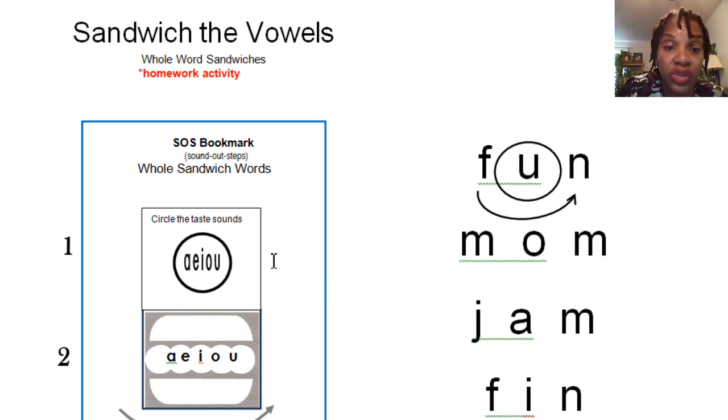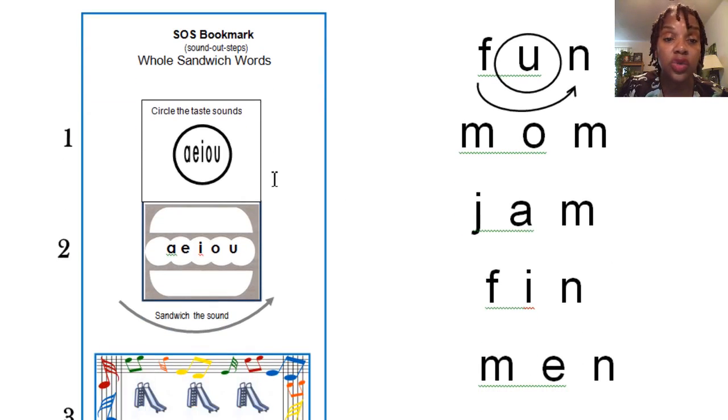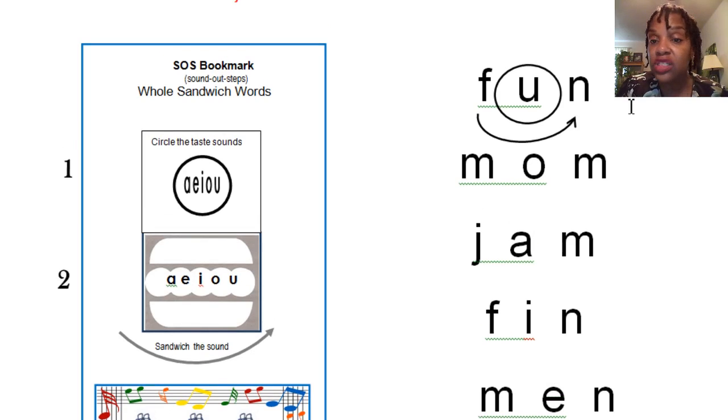So you're going to use your SOS bookmark. Again, SOS stands for the sound out steps, and you're going to follow the steps. You're going to circle the taste sound. You're going to make the sandwich, and then you're going to sound out the word sandwich, right? So I did that first one for you. So we circle the taste sound, and then you're going to make the sandwich by drawing a line from one cookie sound to the next sound, and you're going to sound it out, right?